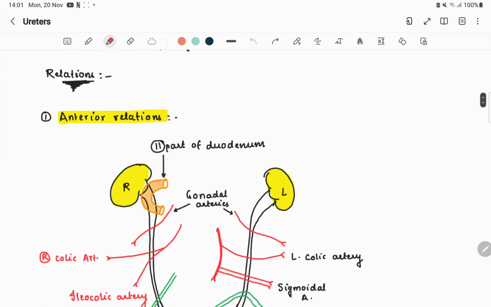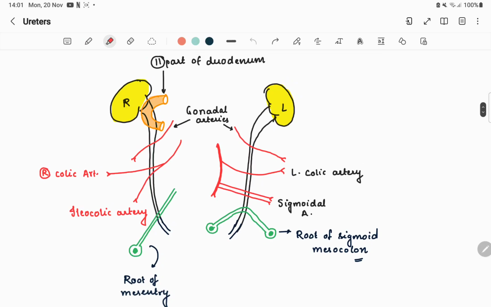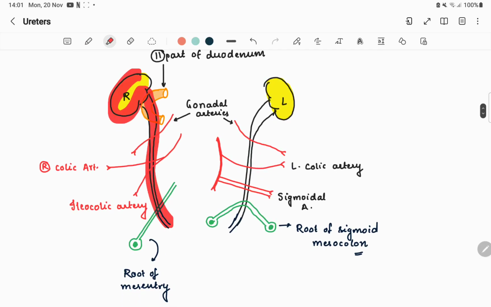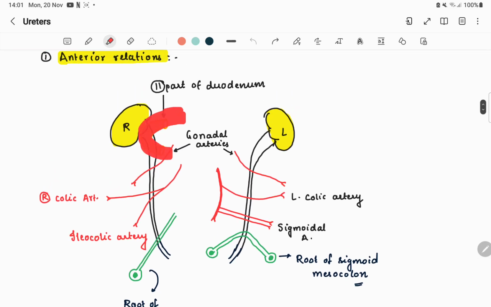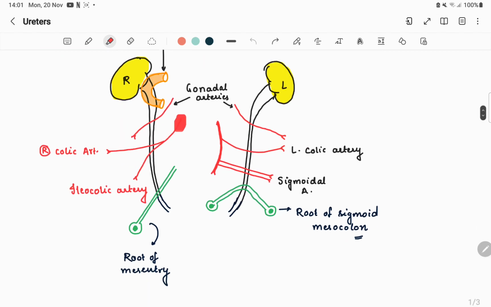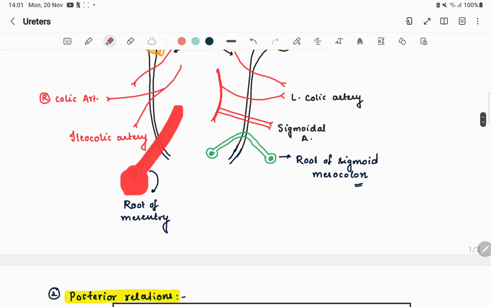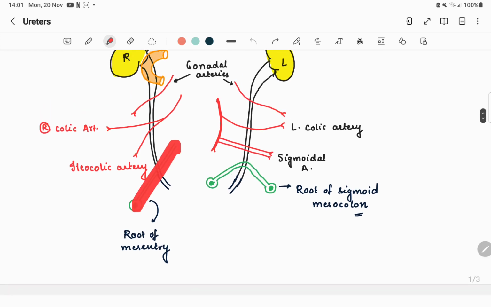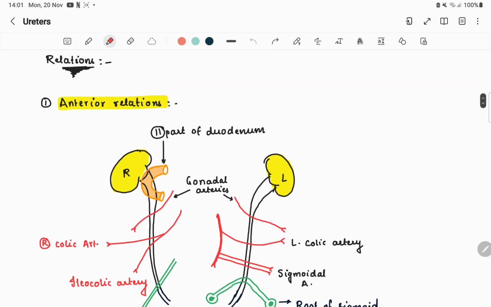So what are the relations? What are the anterior relations? Here is the right kidney and right ureter, and here the left kidney and left ureter. Anteriorly, the second part of the duodenum is present. Then the gonadal arteries, the right colic artery and ileocolic artery, and on the left the left colic artery and sigmoid arteries. Here you can find the root of the mesentery and the root of the sigmoid mesocolon, which also form an anterior boundary of the ureter.